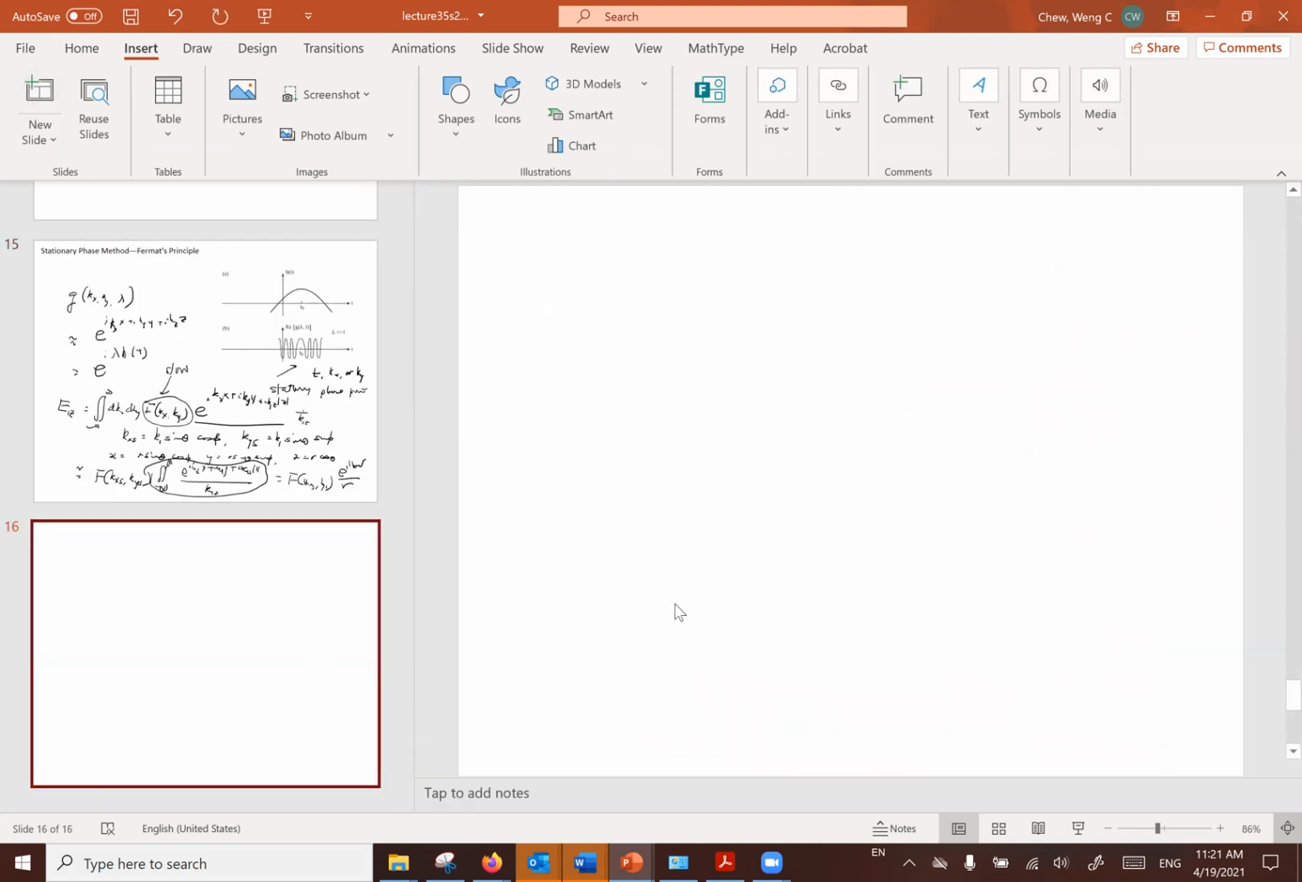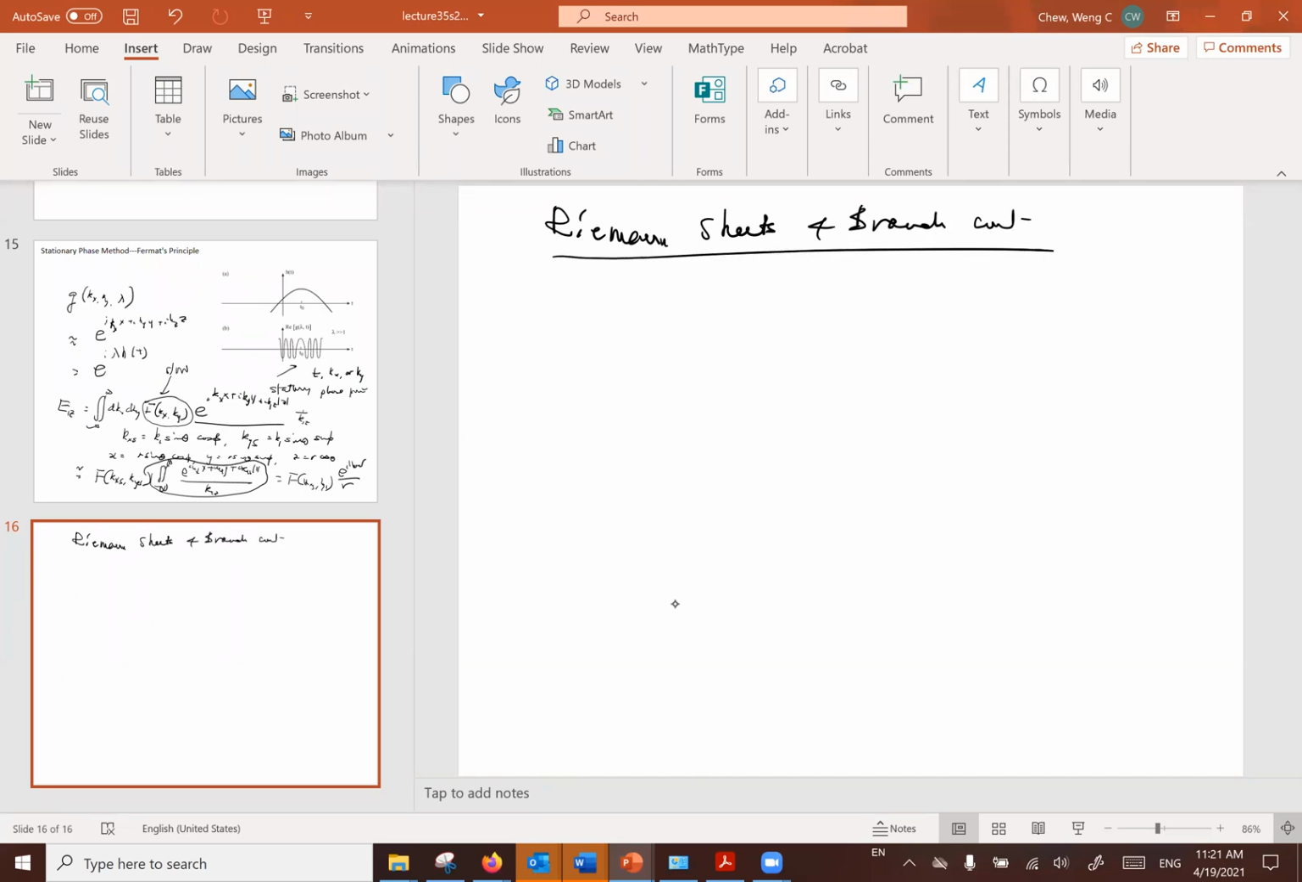Another thing that you should very much bear in mind is the concept of Riemann sheets and branch cuts. If you really want to understand this field, you actually have to understand Riemann sheets and branch cuts. The reason why you need to understand them is because, I can give you a very simple example, they are very important for good bookkeeping.